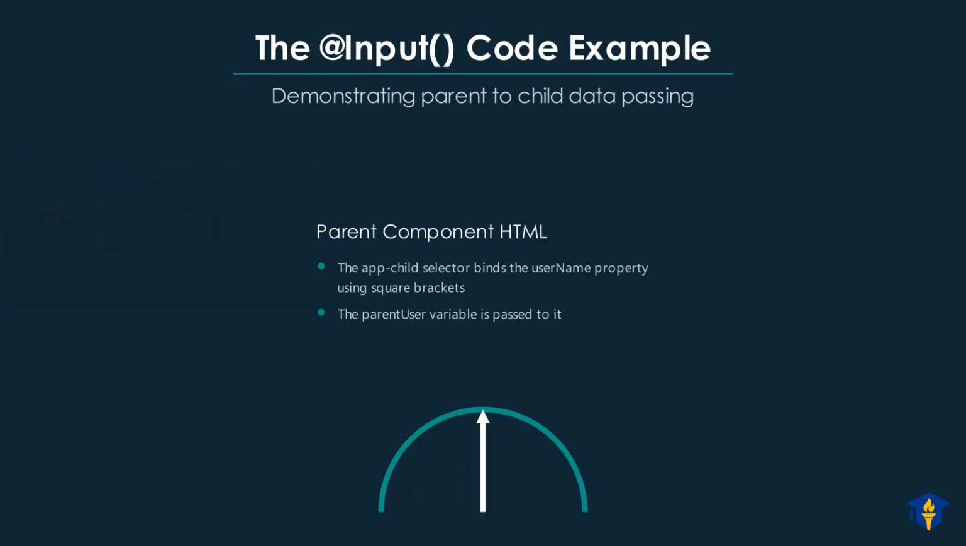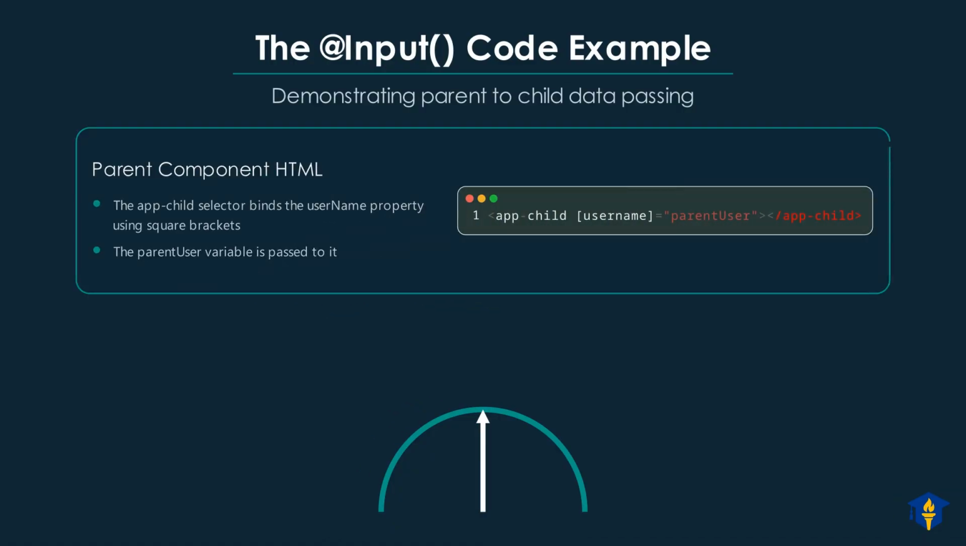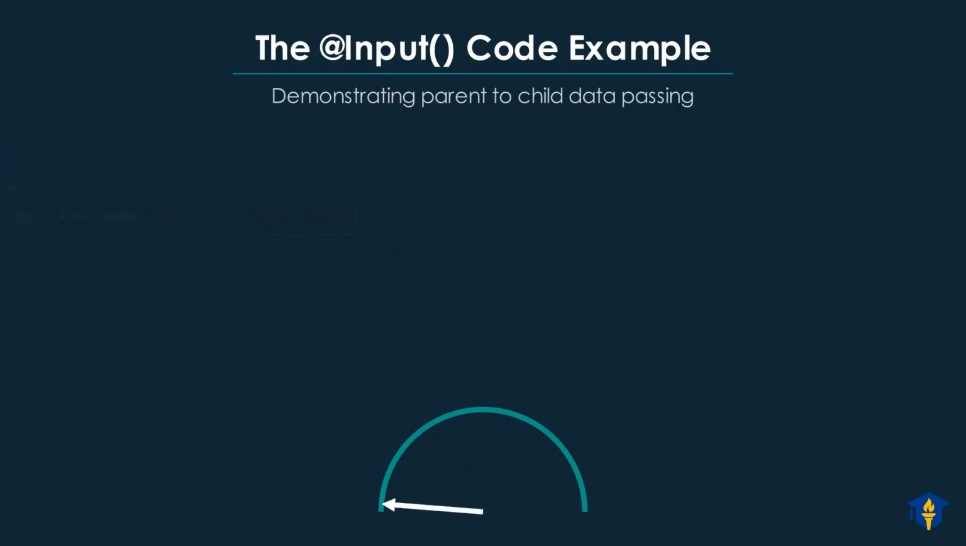Next, we examine the parent component's HTML, where the child component is actually used. The app-child selector binds the username property using square brackets, passing the parentUser variable. Here, the parent component invokes the child, sending it the value of parentUser through property binding.